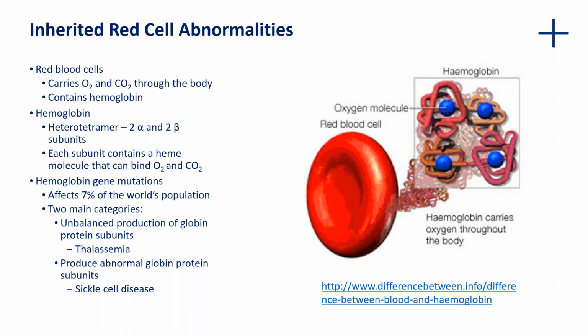Now, moving on to gene mutations of hemoglobin, these affect about 7% of the world's population, and they appear in 2 main categories. Gene mutations that cause an unbalanced production of globin protein subunits, which result in diseases such as thalassemia, or the group that produces actual abnormalities in the globin protein subunits, such as sickle cell disease. Next slide, please.